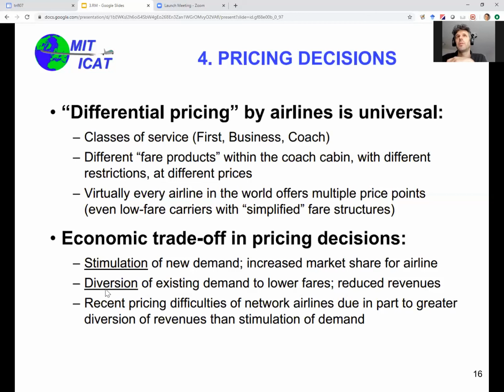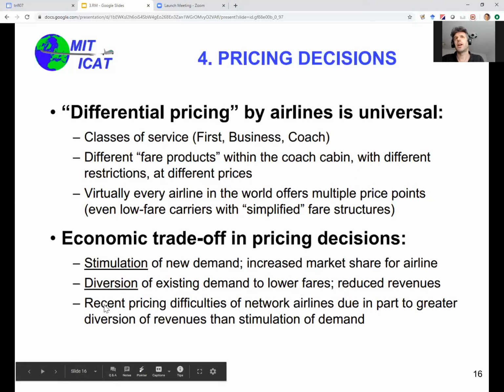So simulation and diversion are two competing things. You can stimulate new demand by lowering the prices, but you should be careful not to divert people. If you lower the prices too much, then business passengers will say, well, if the economy ticket is 10 times cheaper than the business ticket, then maybe we would go into the economy class.